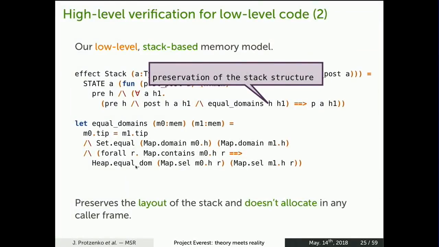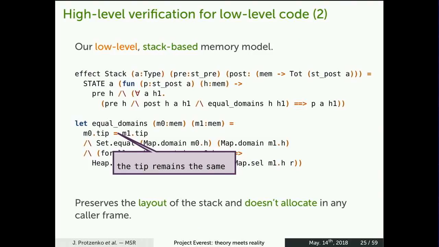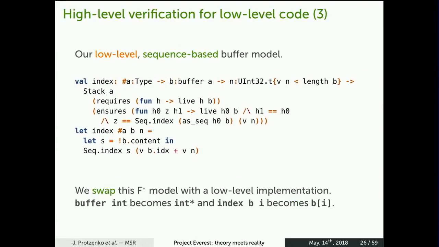Each stack frame that you have is a little region, and what we say is that a function, in order to be in the stack effect, cannot allocate in any of the existing stack frames. That means that in C you cannot allocate in any of your caller's stack frames. That's forbidden. And it says that it preserves the structure of the stack. So a function that preserves the structure of the stack and doesn't allocate in any of the existing stack frames is a function that can be successfully compiled to C. That's the essence of Low*. If your function verifies in F* with the stack effect, then your function can be compiled to C. We do the same thing for buffers, and we model them with sequences.